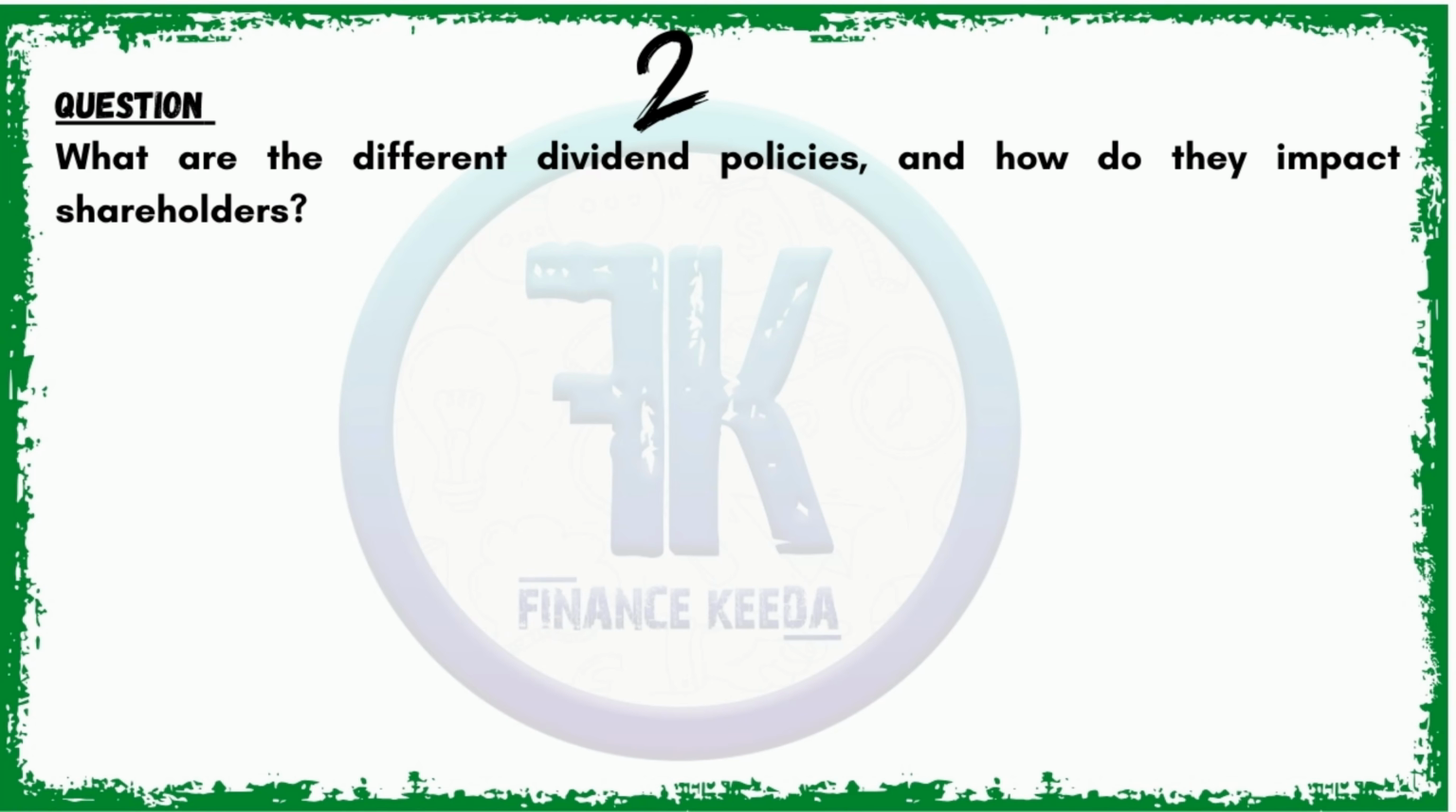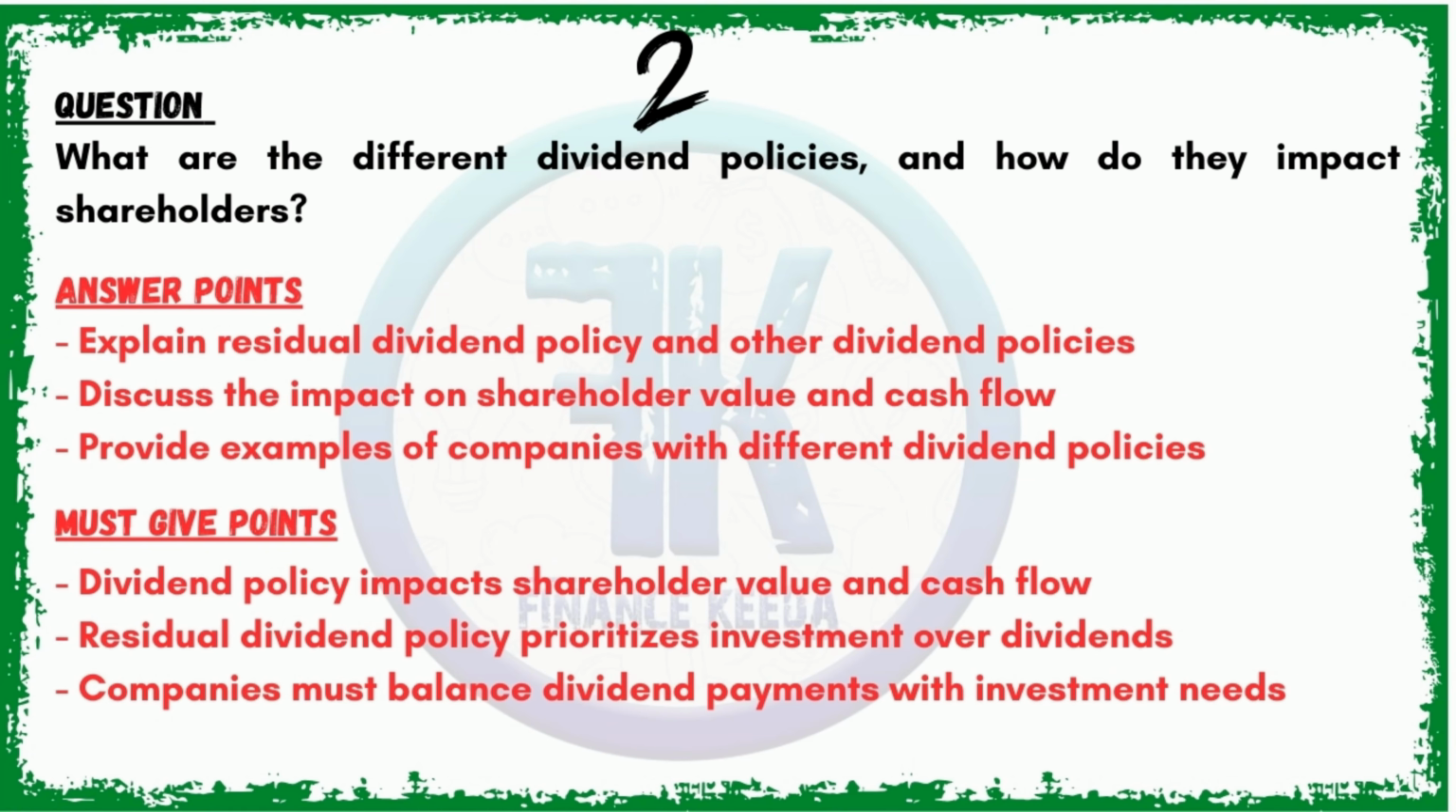For this question, while answering, you should explain residual dividend policy and other dividend policies. Discuss the impact on shareholder value and cash flow. Provide examples of companies with different dividend policies. Must give points while answering: Dividend policy impacts shareholder value and cash flow. Residual dividend policy prioritizes investment over dividends. Companies must balance dividend payments with investment needs.